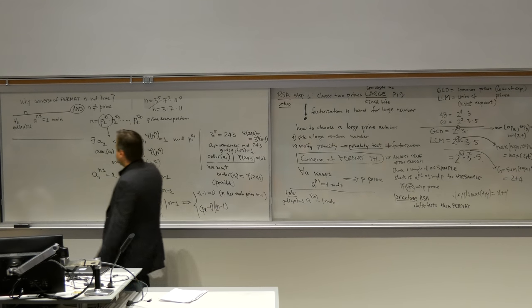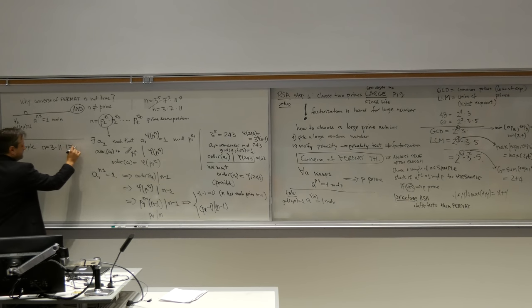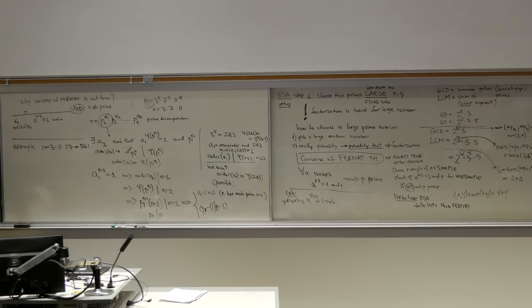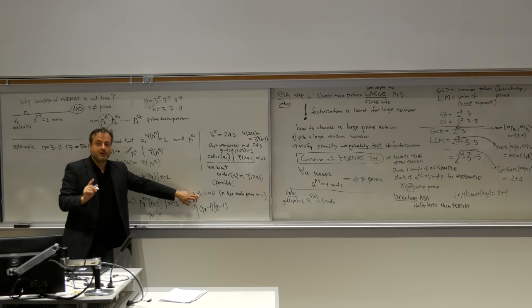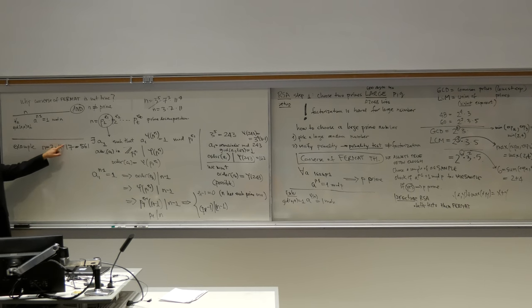So, how about an example? If n is 3 times 11 times 17, how much is that? I think that's 561. Is this satisfying the first condition? All exponents of the primes have to be 1. All exponents of the primes are 1? Okay. So, first condition: exponents of primes are 1.